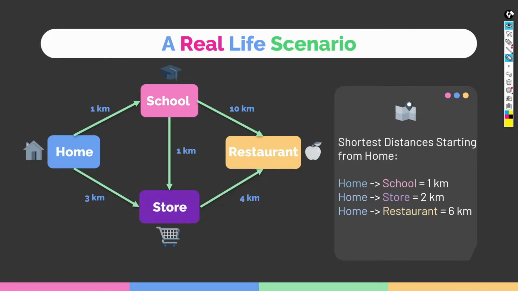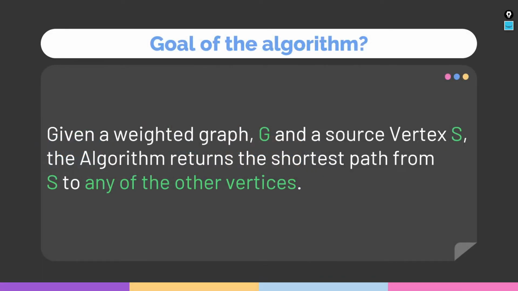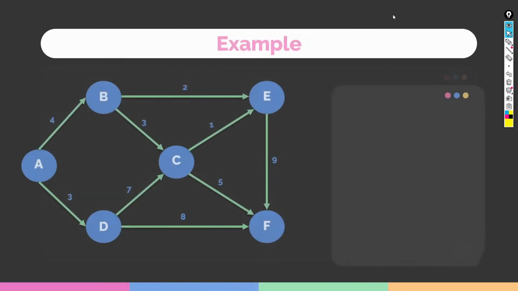So now let's see what's the goal of this algorithm. Given a weighted graph, it can be any graph like directed or undirected, G, a source vertex S, this algorithm returns the shortest path from S to any of the other vertices. Okay, here's an example. This is a weighted graph and it's a directed graph. We can actually do this algorithm for undirected graphs as well.